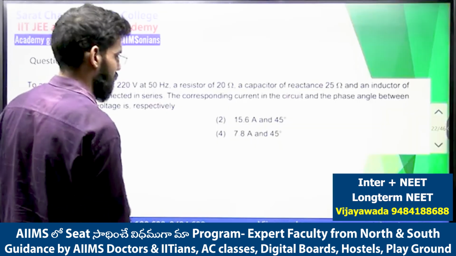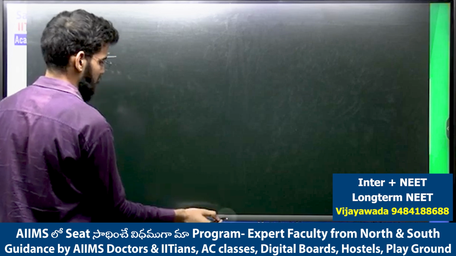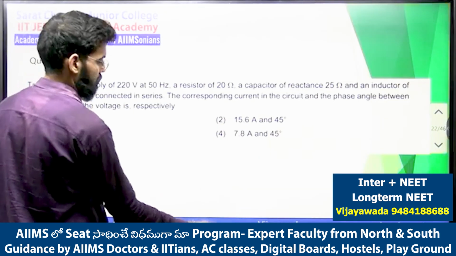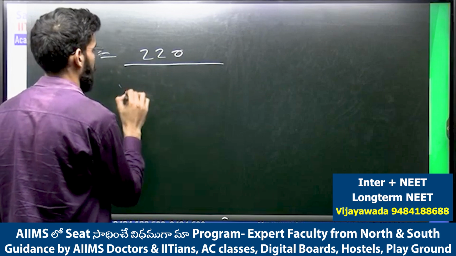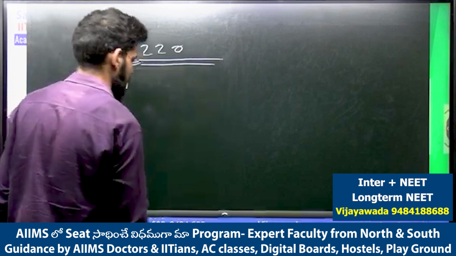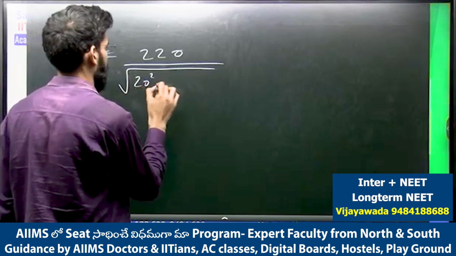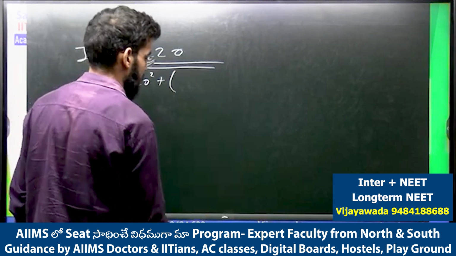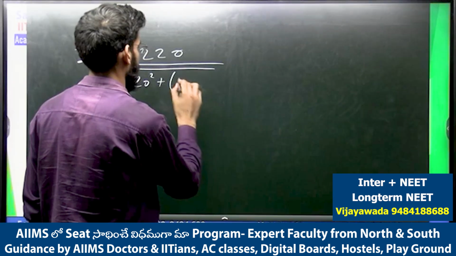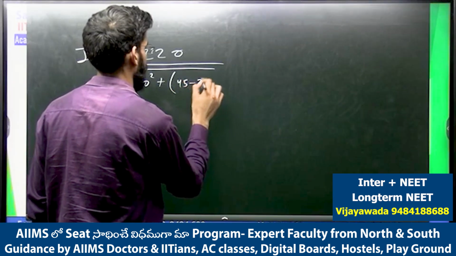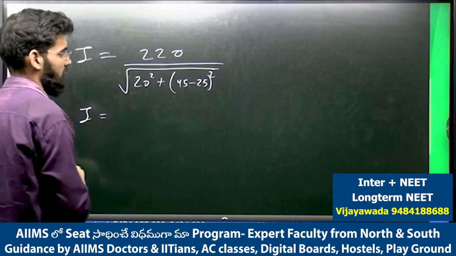Current. Okay, so current I is equals to V, that is given, 220. So 220 by Z. Z is how much? Under root of R square, that is R is given resistance 20, right? So 20 square plus here XL and XC, that is 25 and 45. So 45 minus 25 whole square, right? This will be your Z. From here you can calculate I.